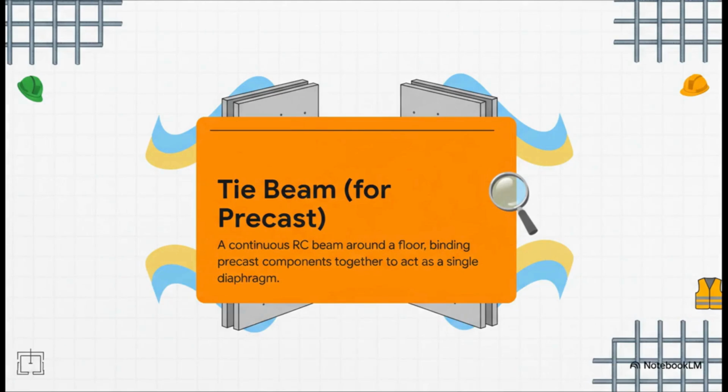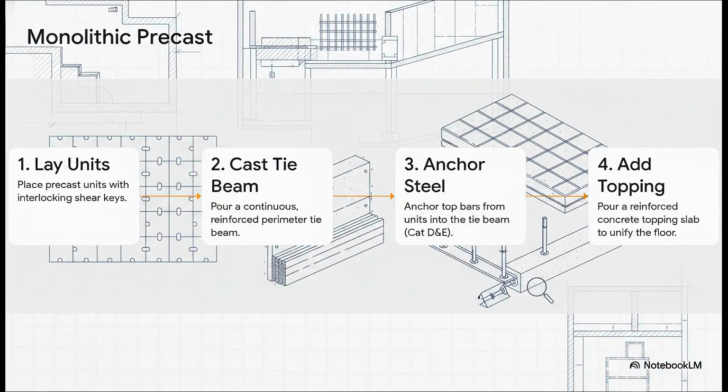And look who's back, a recurring hero in our story, the continuous reinforced concrete beam. For precast systems, we call it a tie beam, and it is the single most critical element. As Clause 9.2.3 explains, this is the beam that binds all those individual precast pieces together. Just think of it as the strong, reinforced concrete rim that turns a bunch of separate pieces into one unified whole.